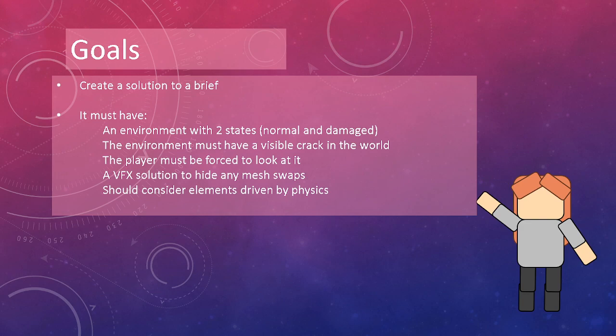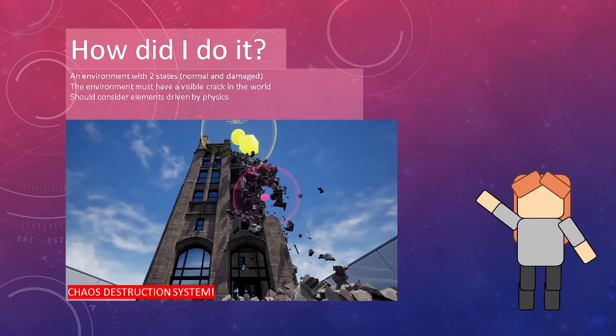I'm not sure whether I can have a picture of the brief on screen, so I've just gone and talked about what I had to do. Need an environment with two states, normal and damaged. It must have a visible crack in the world because it's an earthquake. The player must be forced to look at it. There must be a VFX solution to hide any mesh swaps and things like that, and should consider elements driven by physics. And I was like, yes, let's go the whole 9 yards with this.